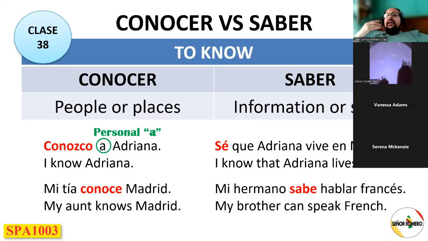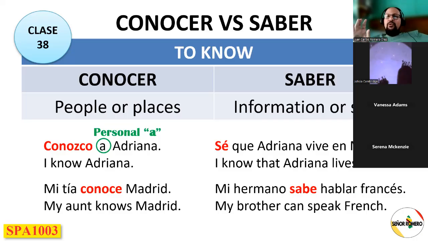Because Adriana is the direct object, and when the direct object in a sentence, which is the part of the sentence that receives the direct action of the verb, is a person, then you have to use the preposition a. It is the only case when we use the preposition a in Spanish for direct objects. That is the explanation, but you don't need to know that explanation. Just know that when you say that you know a person, you have to put a between the verb conozco and the name of the person.